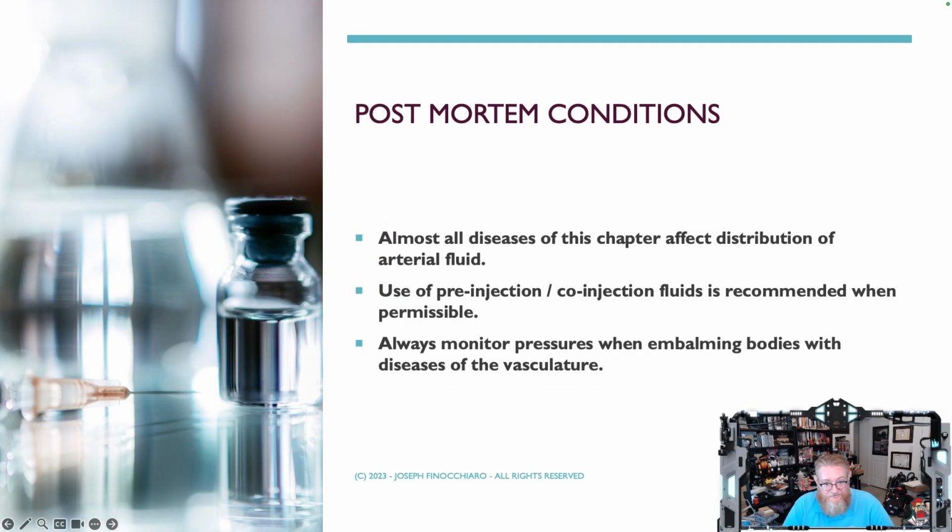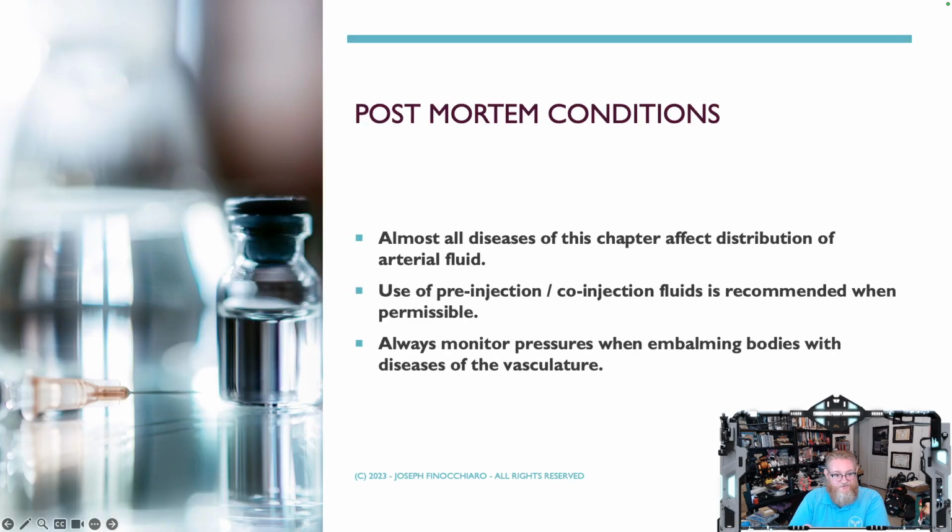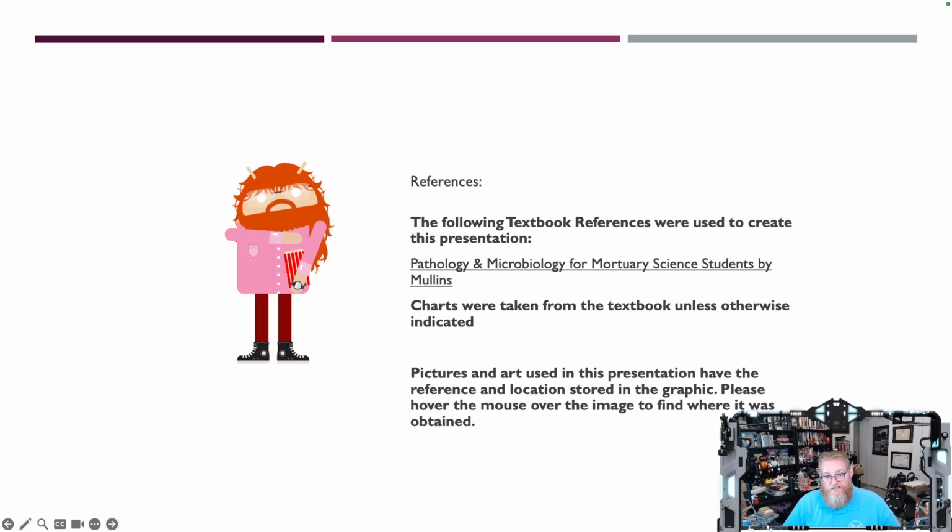As it comes to postmortem conditions, almost all diseases of this chapter affect distribution of arterial fluid, which means you're going to want to use proper co-injection or pre-injection when relevant, as well as multi-point injection to overcome blockages. Always monitor pressures when embalming bodies with diseases of the vasculature. Start slow, build up rate of flow over time, and you should minimize the chances of interruption and problems and blowouts. All right, folks, that concludes this lecture.